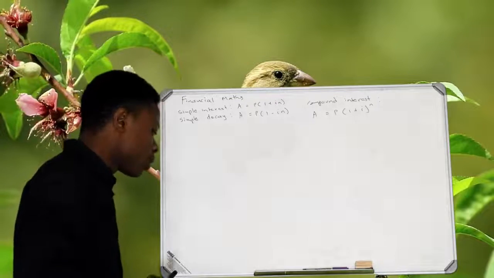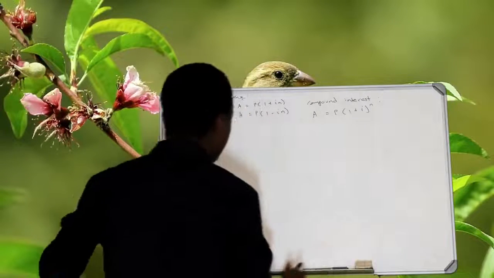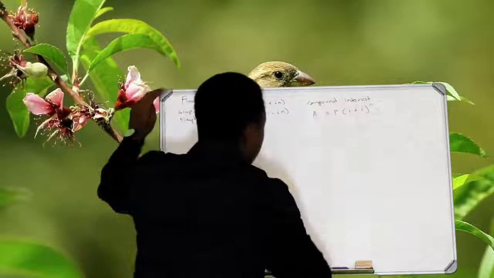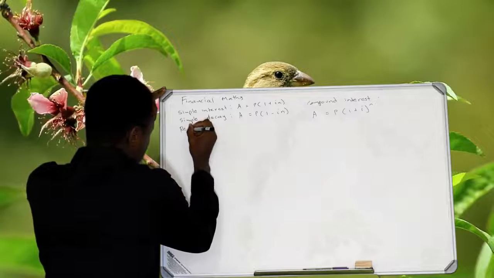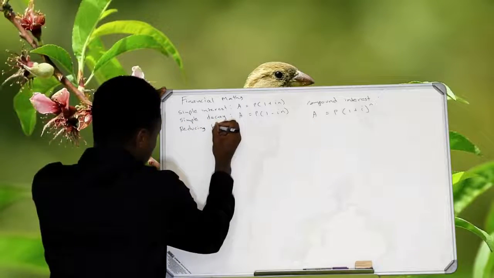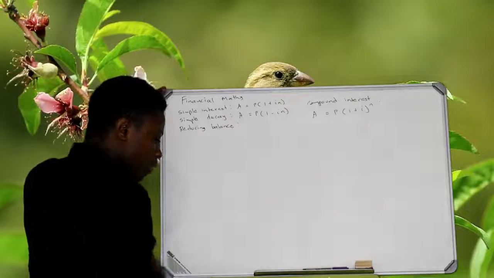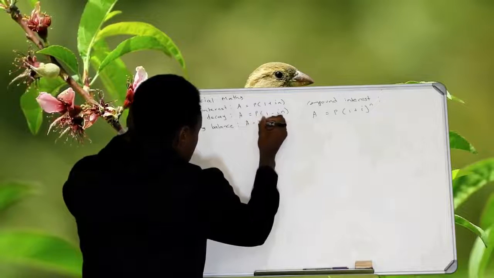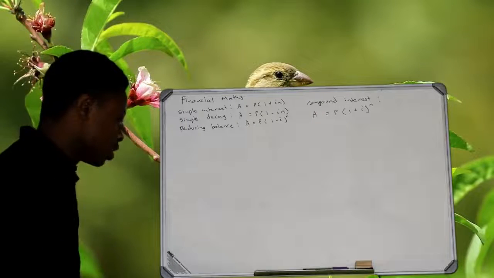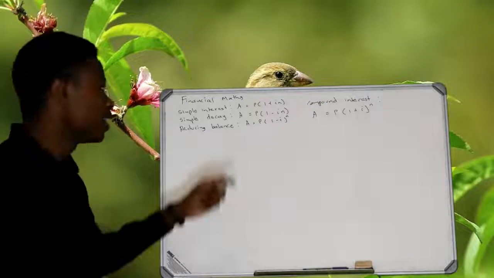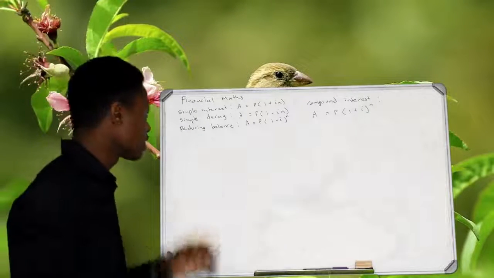Right? So the other formula, the last formula, is the reducing balance formula. This one, yeah, I'm pretty sure you know this at the back of your mind. Right? Let me write it here. Okay, what is the formula? The formula is A is equal to P(1 minus I) to the power of N, right? Again, the only difference is the negative sign that's between the 1 and the I, right? That's the only difference that's here.